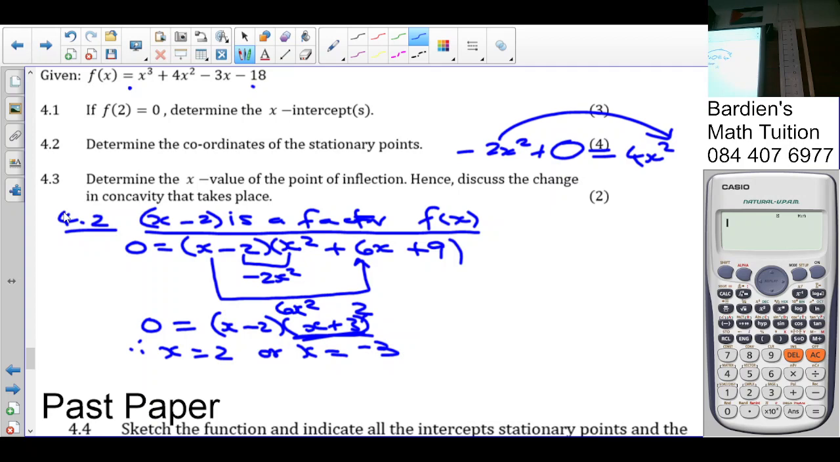Okay. In 4.2, this is 4.1. So x is equal to 2 and x is equal to minus 3.